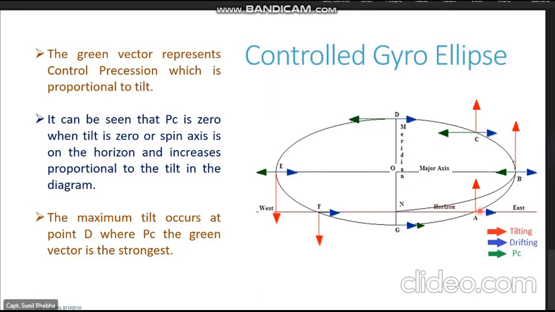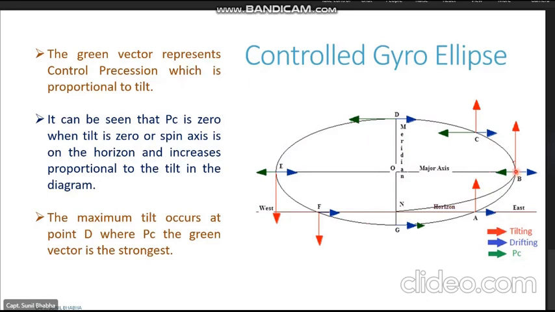After point A, the spin axis moves along the ellipse and reaches up to point B. Now at point Bravo, we have some upward tilt. Because of this upward tilt, you see the control precession is now generated. The green arrow is present here, and this control precession is acting in the westerly direction. We know when the tilt is up, the control precession acts westwards.